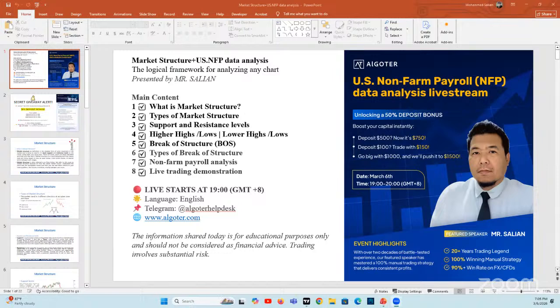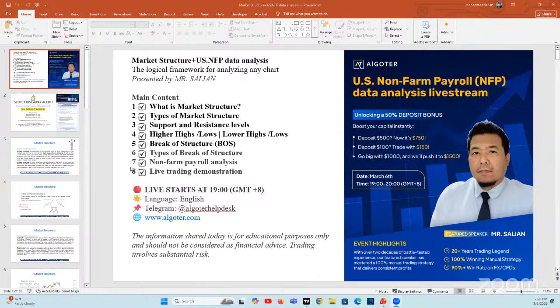Okay. So let's start because we have a lot of slides to go through. For tonight, we're going to discuss market structure plus the NFP. Okay, the very famous NFP in forex, and we'll know more about that as we discuss along.